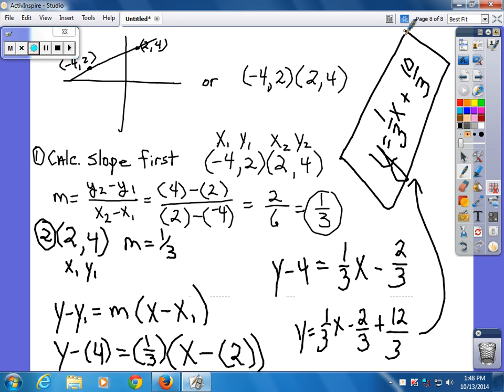Where did the 12/3 come from? I changed the -4 over 1 into 12 over 3 because I had to have a common denominator, that you learned back in chapter 1, or whatever chapter we started on. And that's how you find an equation. What if you're given a point and a slope? Do you have to find a slope? No. You just start from here.